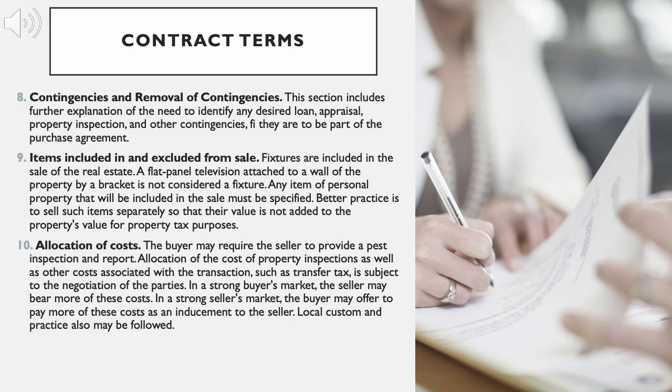Allocation of costs. The buyer may require the seller to provide a pest inspection and report. Allocation of the cost of property inspections as well as other costs associated with the transaction, such as transfer tax, is subject to the negotiation of the parties. In a strong buyer's market, the seller may bear more of these costs. In a strong seller's market, the buyer may offer to pay more of these costs as an inducement to the seller. Local custom and practice also may be followed.